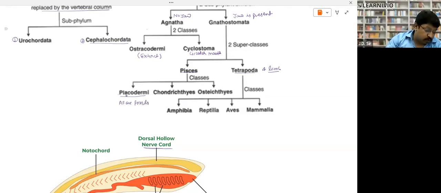Chondrichthyes are the fishes which are made up of only cartilage, like shark, cartilaginous fishes. I think you must be aware of cartilage. Then Osteichthyes, they are the fishes which have bone. So they are called bony fishes.